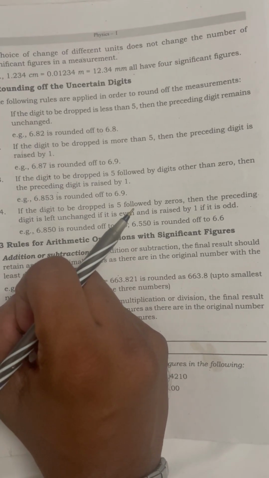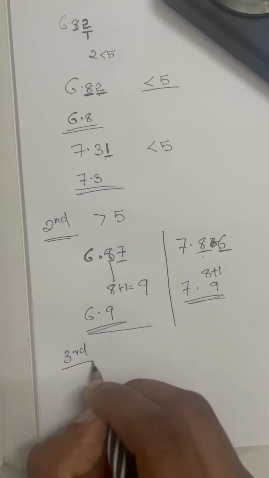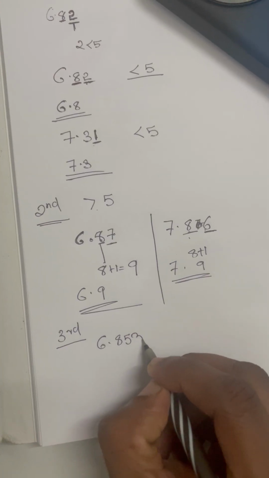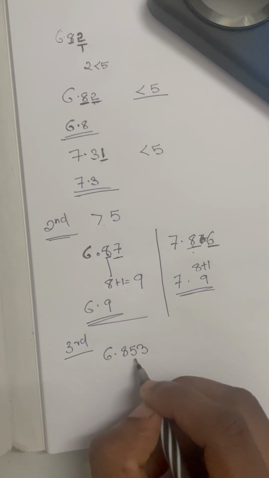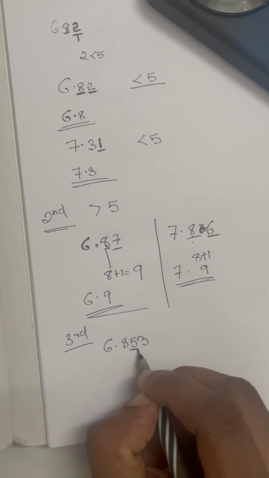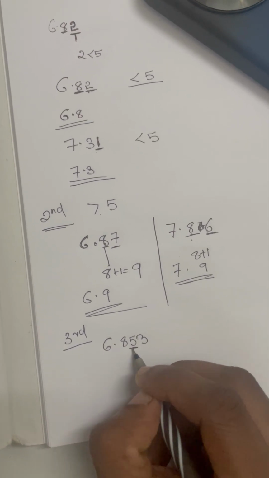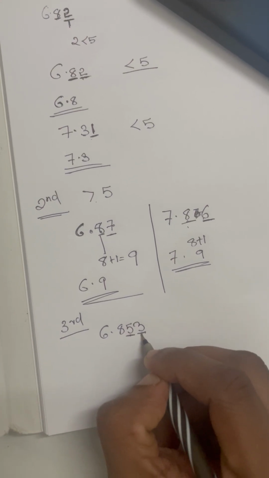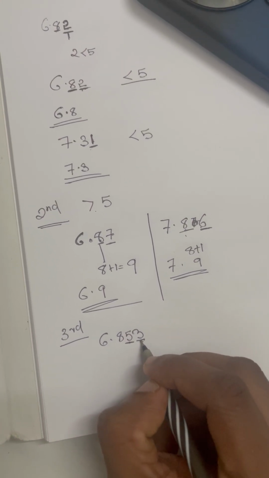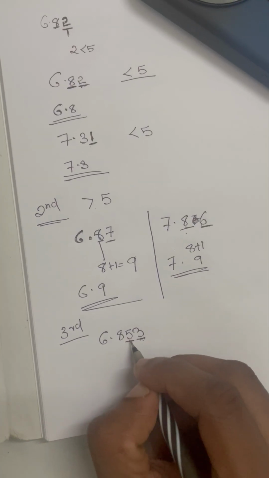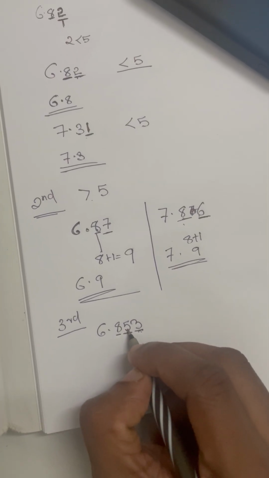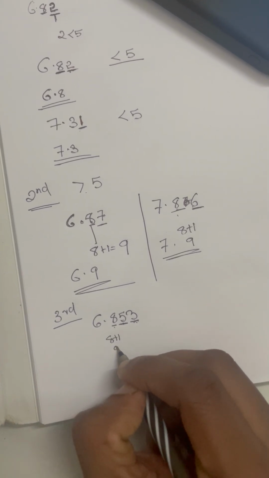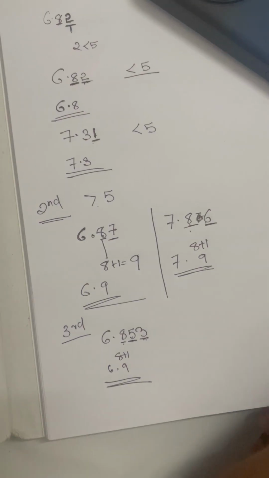So we can write it in our notebook. As per the third rule, 6.853 is the number to be rounded. The digit to be dropped is 5, and the number right of that 5 is 3. That must be non-zero. If it is 0, it is another case. So if it is non-zero, you add 1 to the number on the left of the 5. So 8 plus 1 is 9. 6.9 is the rounded answer.